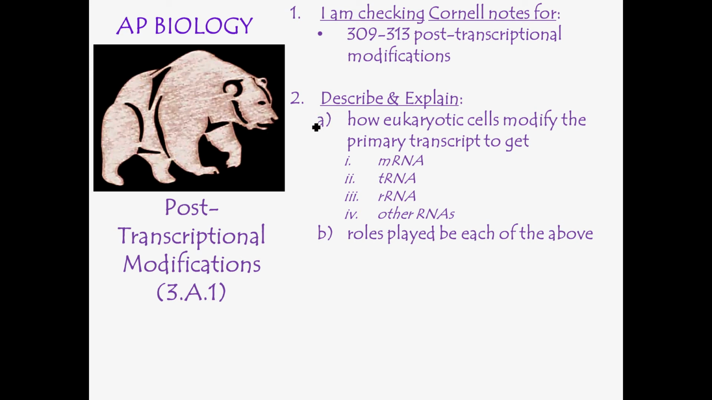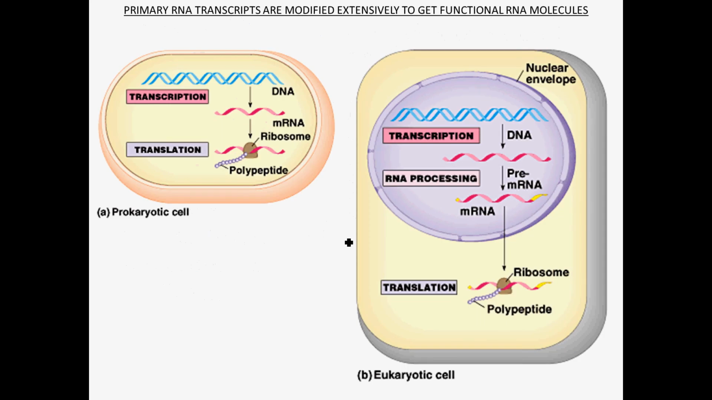So by the time we finish this, we should be able to describe and explain how eukaryotic cells will modify the primary transcript to get mRNAs, to get tRNAs, to get rRNAs, and then we'll talk about a couple of other RNA molecules there. And then also being able to describe and explain the roles played by each of the above in gene expression.